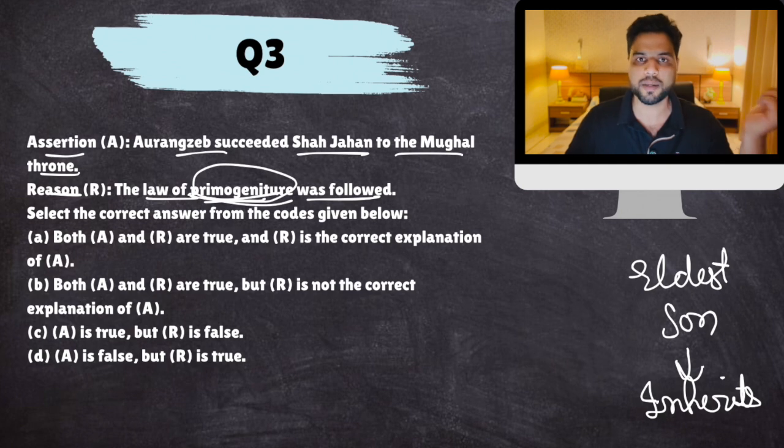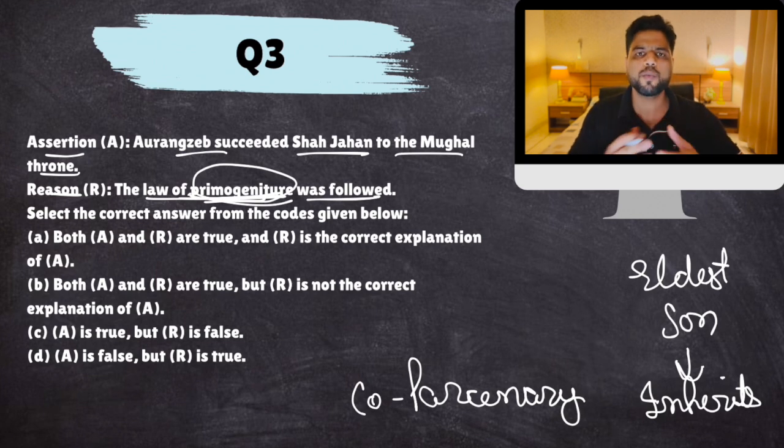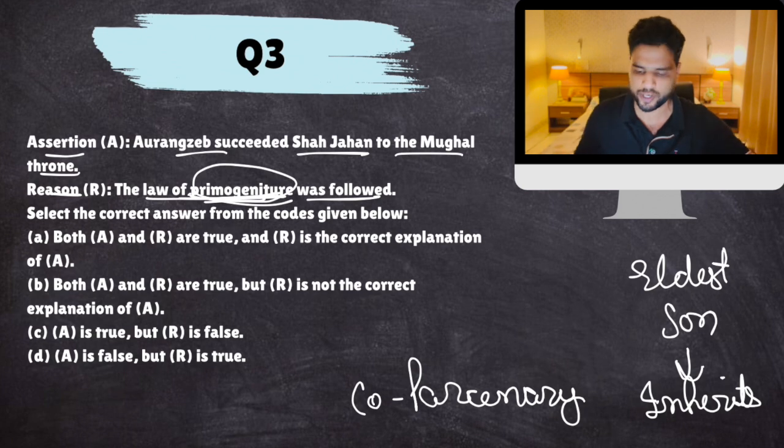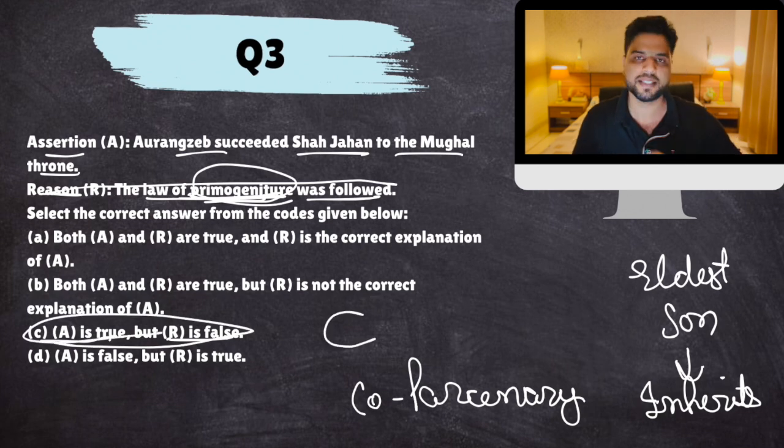And that was Aurangzeb. So there was no primogeniture system. We can say the system was coparcenary. Mughals followed the coparcenary system in which the empire would be divided, but the brothers used to fight a war and one would become victorious. Nonetheless, the reasoning is incorrect. So A is true, R is false. The answer would come out to be C.